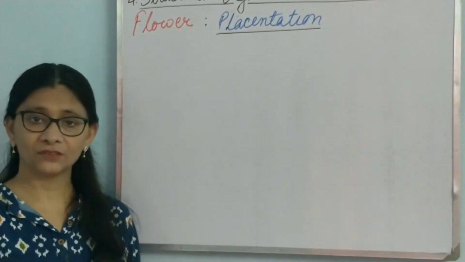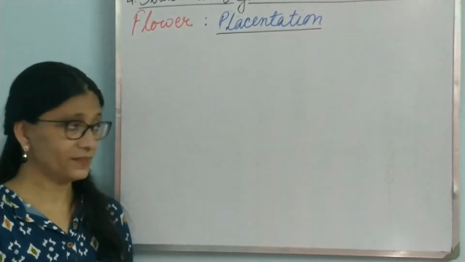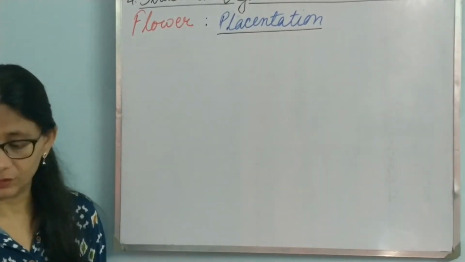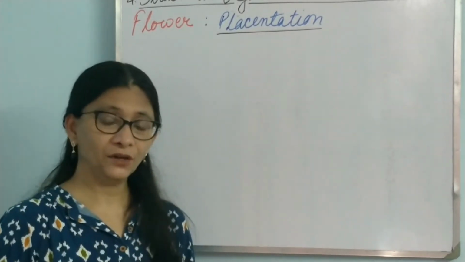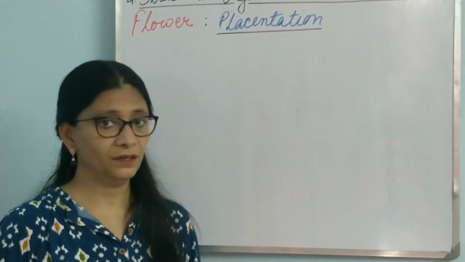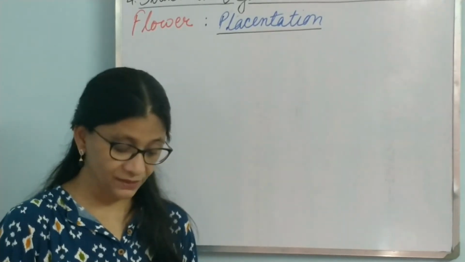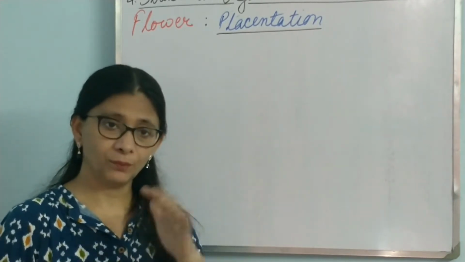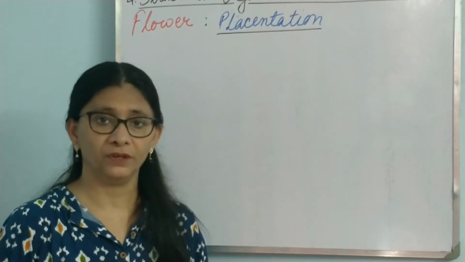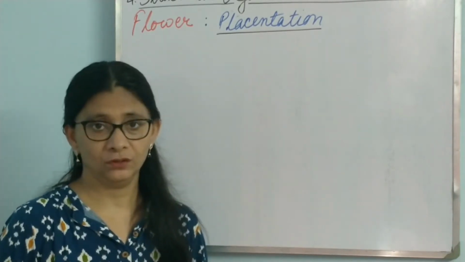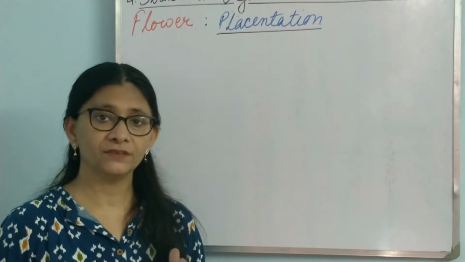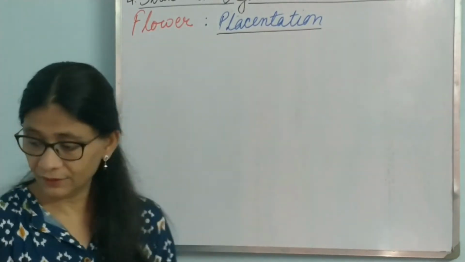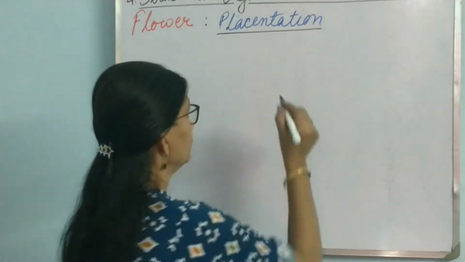Discussing structural morphology of flowers, and today we shall see placentation. What is placentation? Placentation is the arrangement of placenta in the ovary. Placenta bears ovules. So the arrangement of placenta with ovules in the ovary is known as placentation. For this, we first have to understand what is placenta and where is placenta in the ovary. Then come, let us try to understand that first.